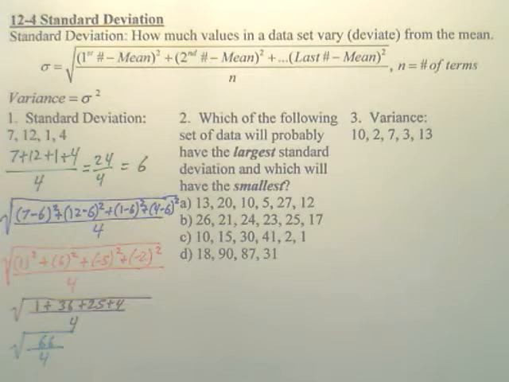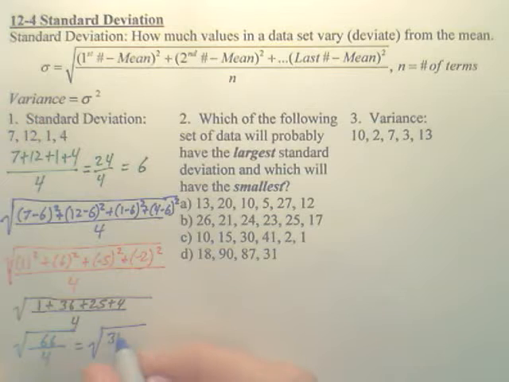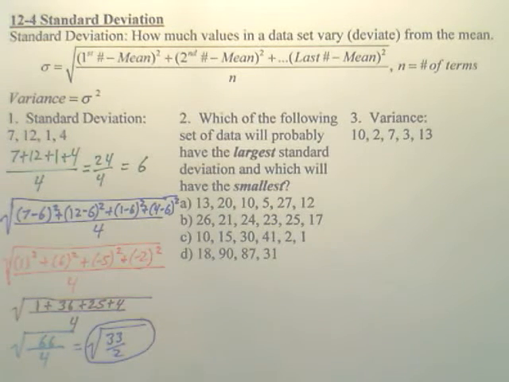And you don't have to take weird square roots like this. Just simply, can you reduce what's inside? That would be 33 over 2. If you had a calculator, you'd go farther. Otherwise, that's your answer. Done.